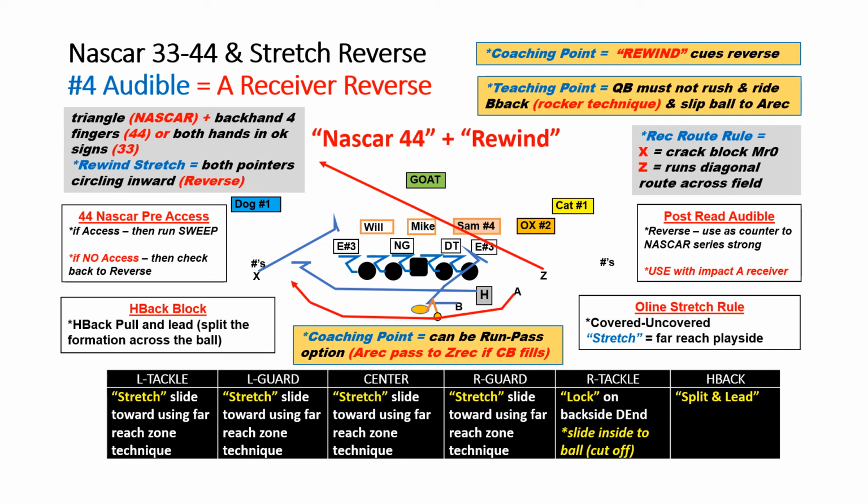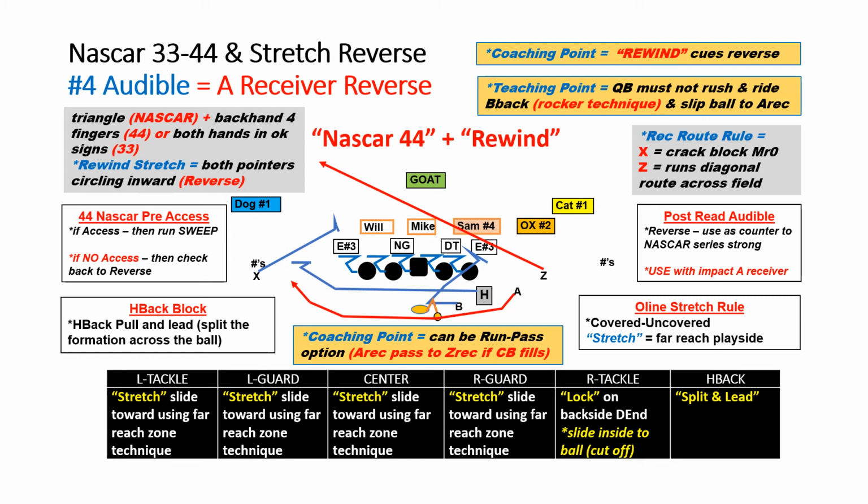Audible number 4, and this is kind of fun if you can get to this, and we ran this at the 9th grade level with a lot of success as we progressed through the season. This is just a simple old reverse now to your A receiver, which is typically one of your impact players. We're going to go ahead and check to what we call rewind. Rewind just automatically means we're doing a reverse opposite the original call.